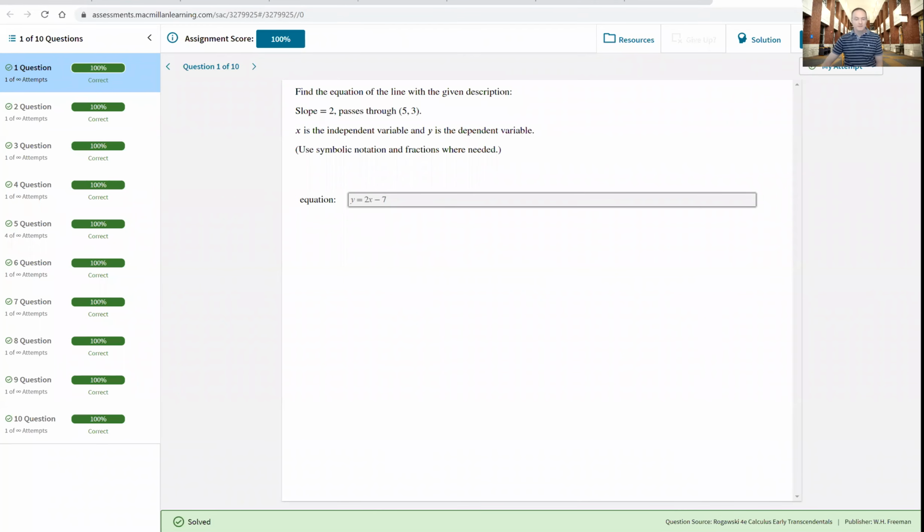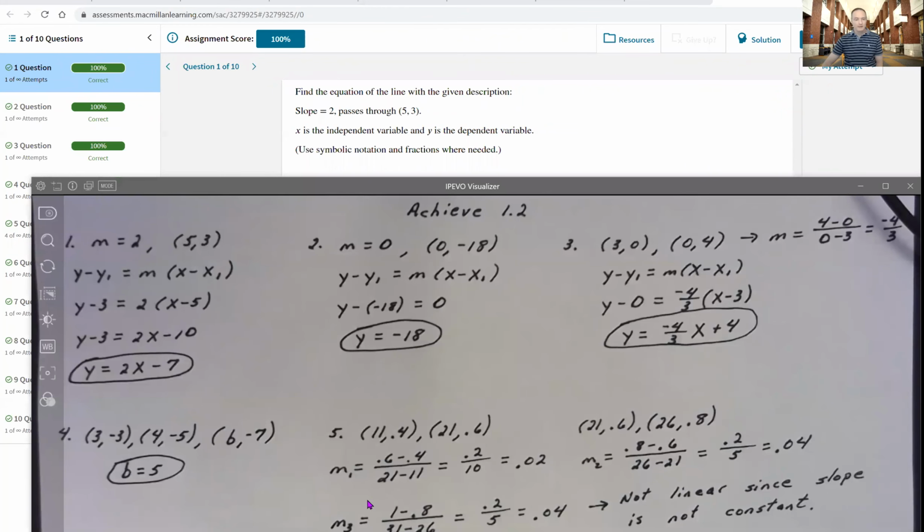Hi all. Achieve section 1.2 goes back and talks about the relatively easy concept of linear functions. But just to make sure we're all still on the same page in this review material, let's look at the problems here on the Achieve assignment.